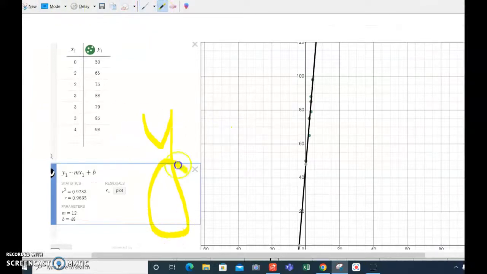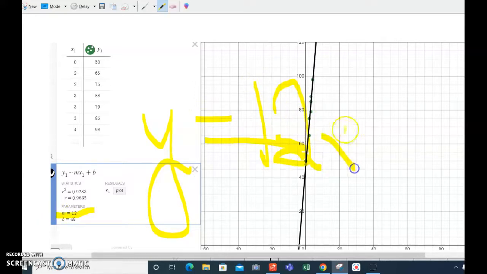So y equals, fill in your m. m is what? 12. So 12x plus b is what? 48. So where's my mouse there? 48. Okay. So how does that help me?